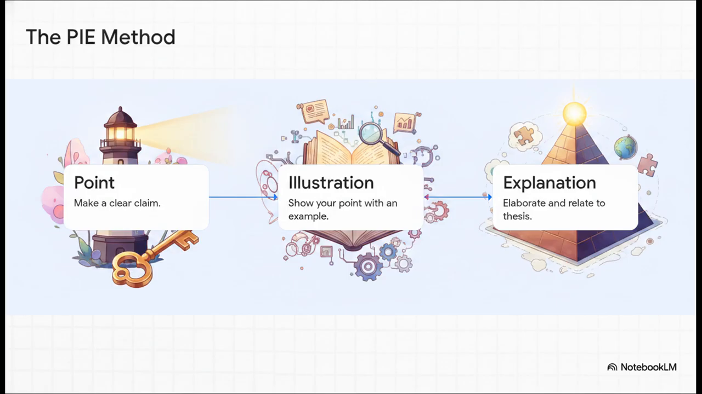For my point, I might say, the shift to remote work has measurably increased individual output. For my illustration, I bring in the hard data. According to a 2023 industry survey, employees working from home resolved 15% more support tickets per week than their office-based counterparts. And then, for my explanation, I interpret that data. This increase in ticket resolution suggests that removing office distractions allows for deeper, more sustained periods of focused work, ultimately driving up overall company efficiency. Do you see how each layer just naturally builds on the last to prove that controlling idea? That right there is a solid PIE paragraph.